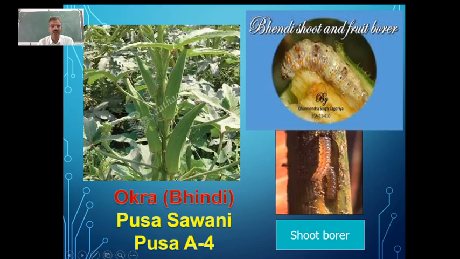Then in bindi, that is okra, we have the fruit borers and also the shoot borers. So this bindi is affected by shoot borer and also fruit borer. It is very difficult to get the normal fruits here because of the fruit borer. Now we have developed the varieties Pusa Sawani and also Pusa A4. These are the two varieties which have been developed by IARI.